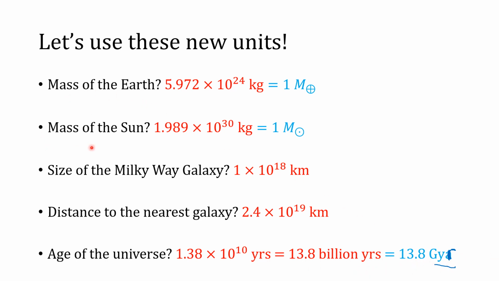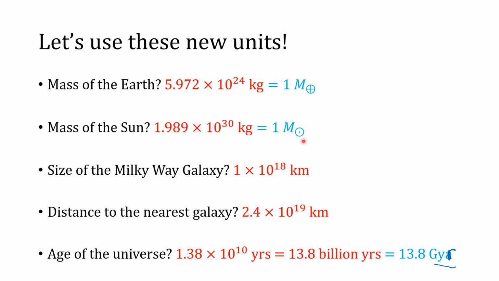And for the mass of the Earth and mass of the Sun, well, that's easy because we've created this unit that is the mass of the Earth. So the mass of the Earth is one Earth mass, and this is the symbol for Earth mass. It's M with a little plus sign in a circle as a subscript. And then for the mass of the Sun, it's the same idea. It's one solar mass, and this is the symbol for a solar mass. It's an M with this subscript that's a circle with a dot in the center of it.